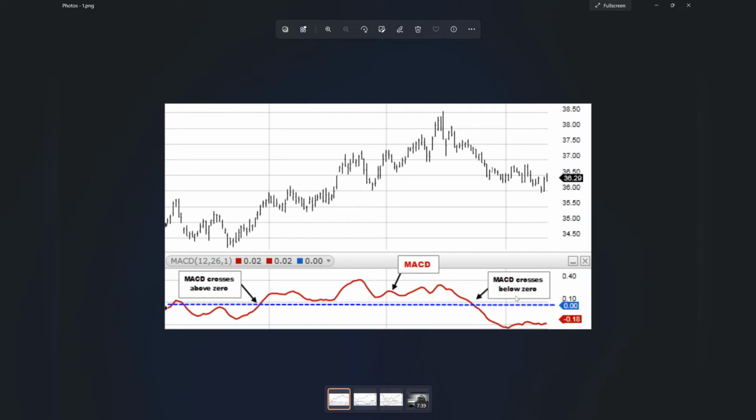Secondly, when MACD turns up from below zero, it is considered bullish. When it turns down from above zero, it is considered bearish. When the MACD line crosses from below to above the signal line, the indicator is considered bullish. The further below the zero line, the stronger the signal. When the MACD line crosses from above to below the signal line, the indicator is considered bearish. The further above the zero line, the stronger the signal.